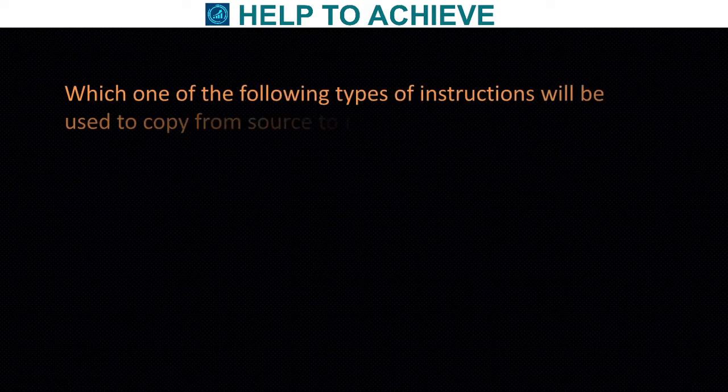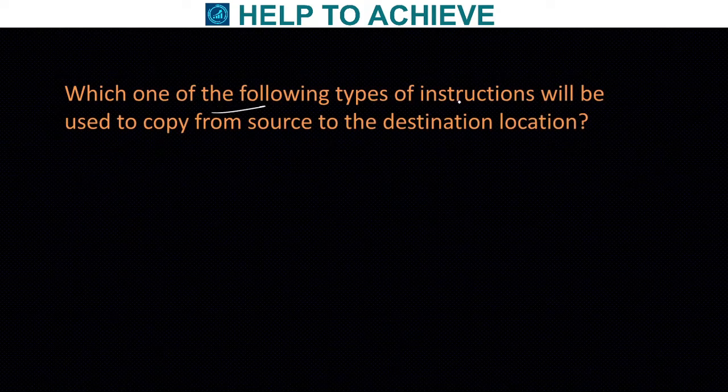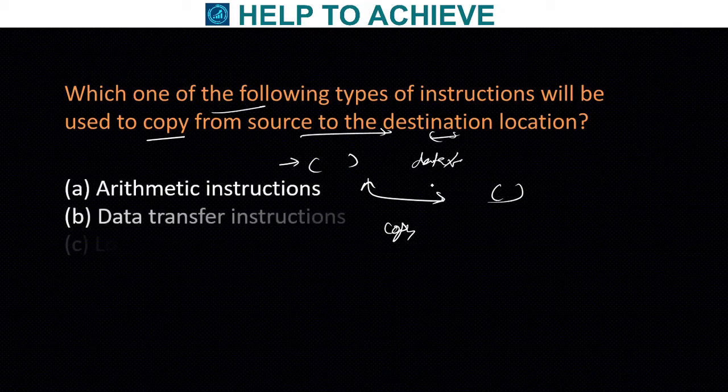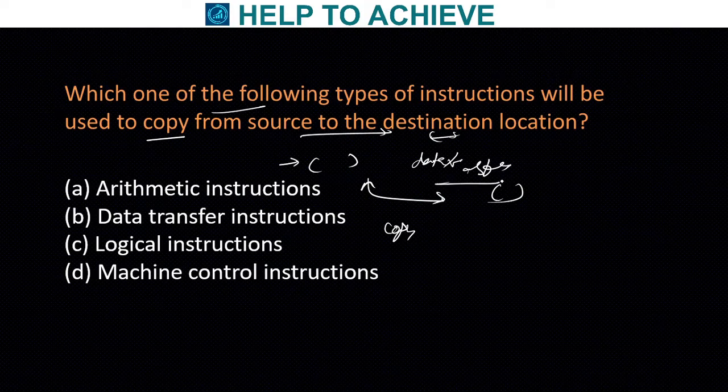Next, which of the following types of instructions will be used to copy a source to the destination location? So what they're saying is, from one location to another location whenever we are copying. So copying is nothing but a type of data transfer. So we are transferring the data from one location to another. So if we see the options, it is a type of data transfer. So the correct answer is the data transfer instructions.